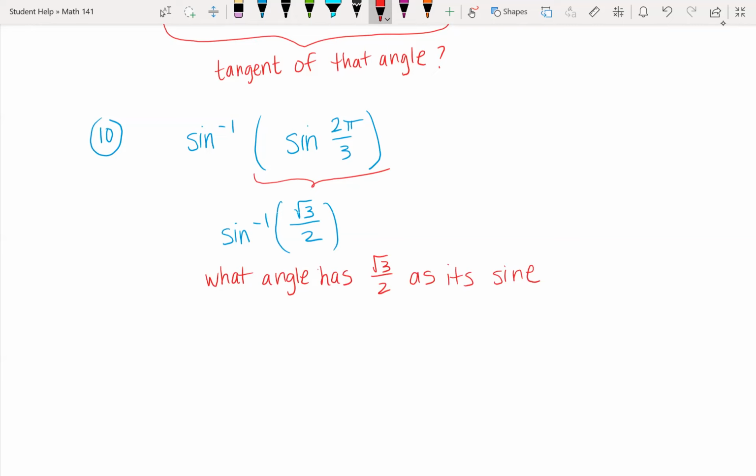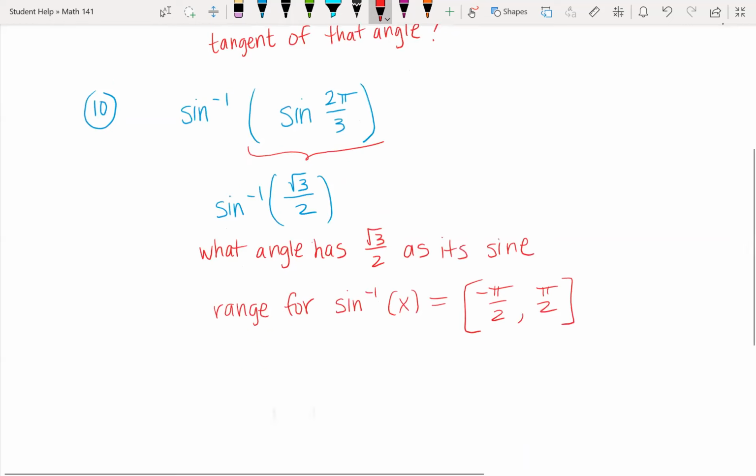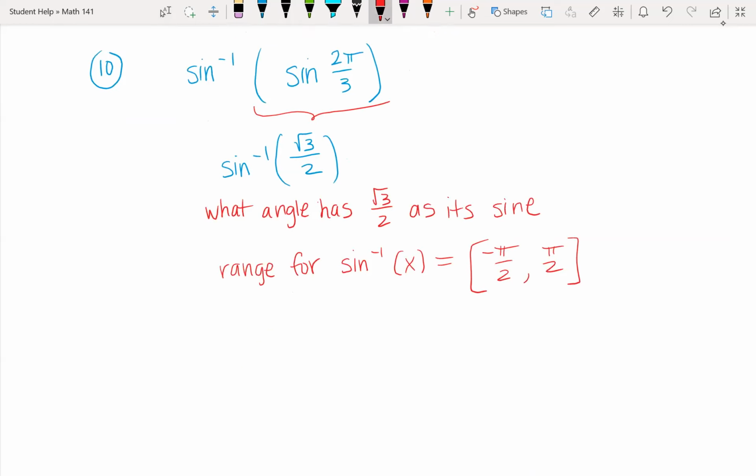And the range for sine inverse is negative pi over 2 to pi over 2. That's based on restricting the function so that it falls within a space that would work with the vertical line test. So for the sine function, we're only going to consider this area from negative pi over 2 to positive pi over 2. And 2 pi over 3 doesn't fall within that section.